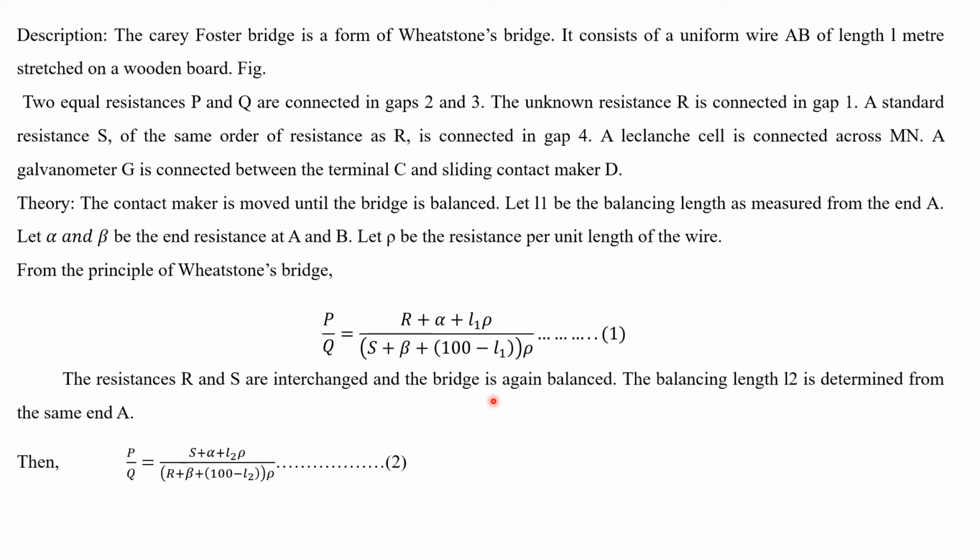Now the resistances R and S are interchanged. The bridge is again balanced, and the balancing length L2 is determined at the same end. P by Q is equal to S plus alpha plus L2 rho, by R plus beta plus 100 minus L2 rho. This is equation 2. According to equations 1 and 2, the left hand sides are equal, so the right hand sides must be equal.